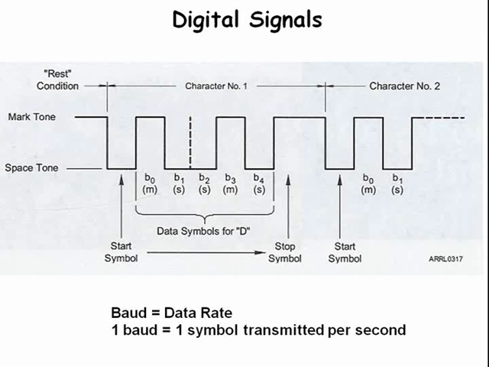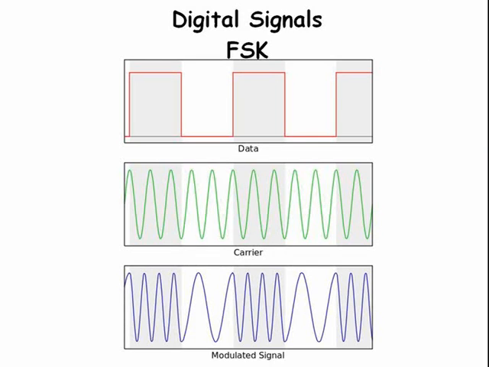Radio teletype, or RTTY as it's called, has a very distinctive sound as the signal switches back and forth between two tones. These two tones can then be converted into binary ones and zeros. Here is an example of frequency shift keying, known as FSK. The binary ones and zeros are used to switch the modulated signal back and forth between two tone frequencies.